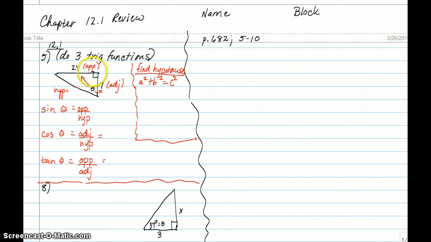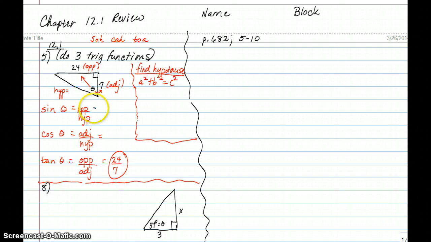We can right now do tangent. If you think of your SOH CAH TOA, it helps you. Sine is opposite over hypotenuse. Cosine is adjacent over hypotenuse. Tangent is opposite over adjacent. Well, we already have opposite over adjacent, so we'll go ahead and write that. That's 24 over 7. Cannot be simplified, so we'll leave it as such.